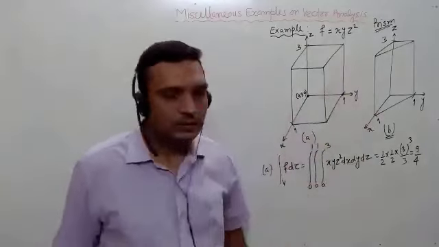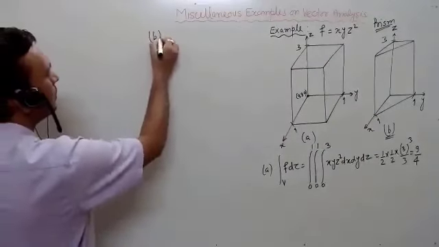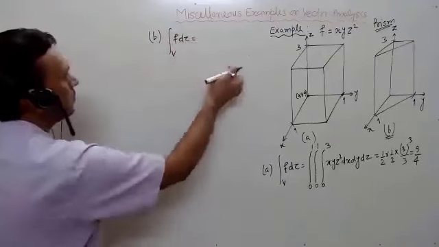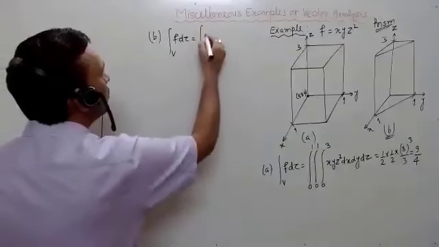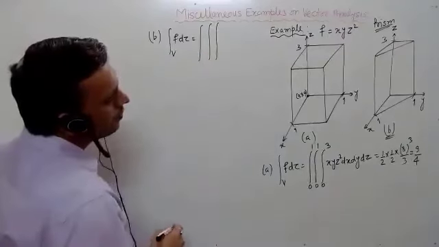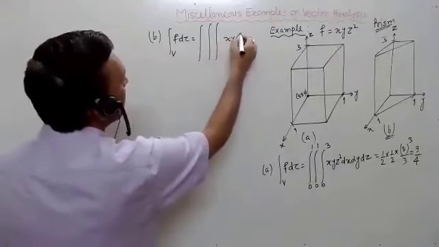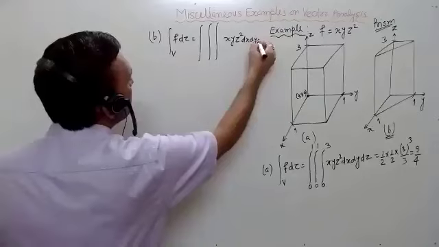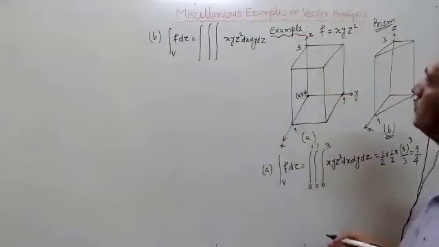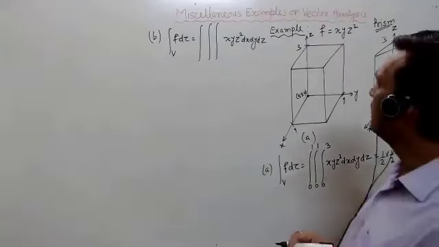Let us calculate. For the B part, the integral of f d tau. So this will be the integral of x y z square dx dy dz. Now what will be the limits of x, y, z? What will be the limits of x, y, z in this case?